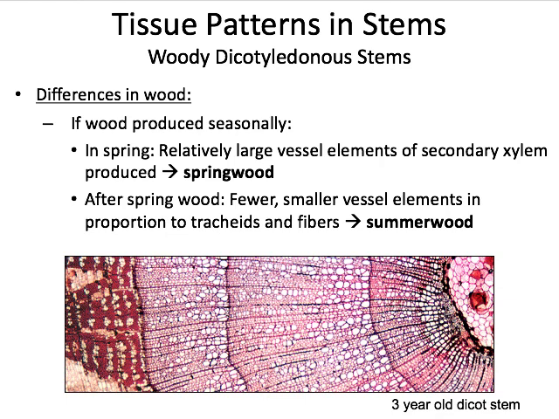After the spring wood forms, usually a summer drought comes on. It gets hotter and drier, so the tree produces fewer, smaller vessel elements in proportion to tracheids and fibers. And again, this is in the context of a dicot stem.